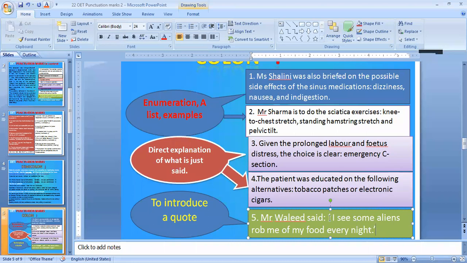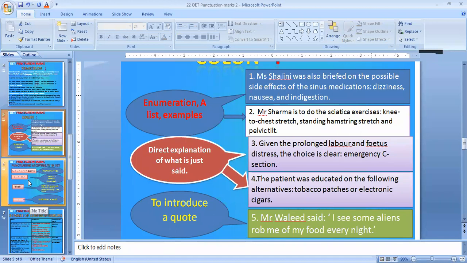So you see the colon here, to introduce what somebody says. You can use a comma also, no problem. Either comma or colon. So this is the use of colon. Right. Let's go to the next slide.